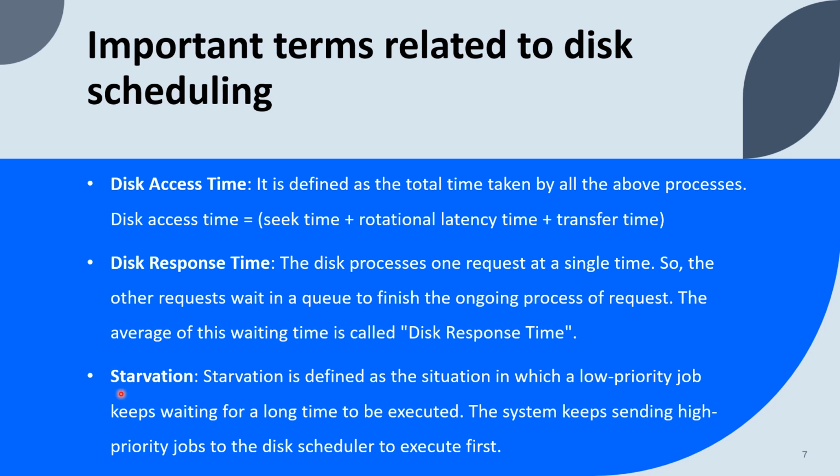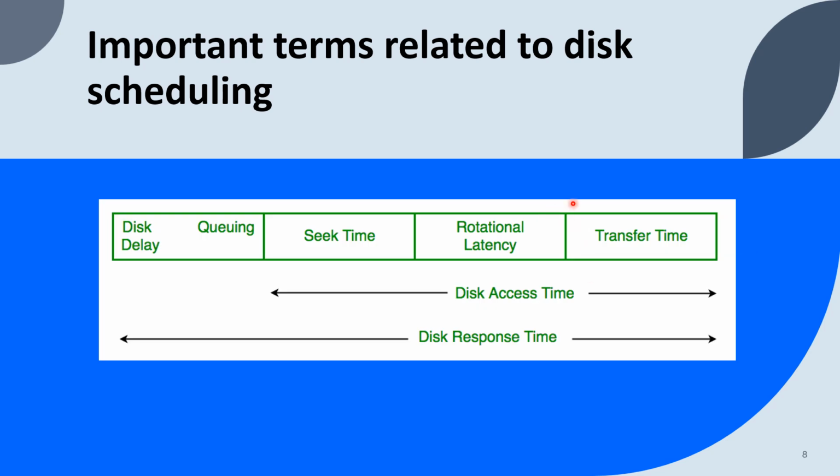The next term is starvation. Starvation is defined as the situation in which a low priority job keeps waiting for a long time to be executed. The system keeps sending high priority jobs to the disk scheduler to execute first. It is clear from the diagram that disk access time is the sum of seek time, rotational latency, and transfer time, while the disk response time is the sum of the disk queuing delay plus the disk access time.